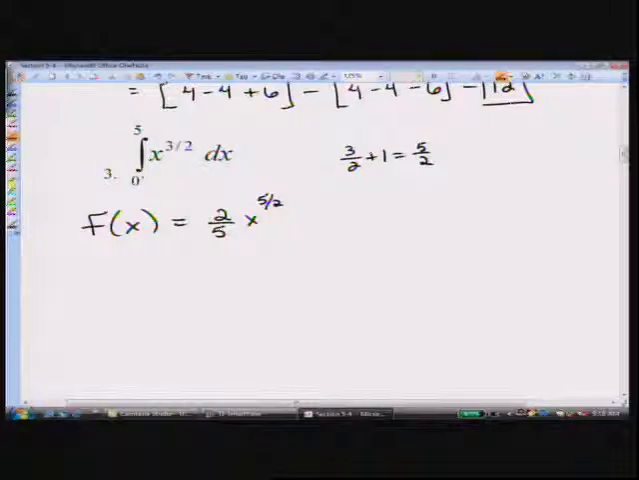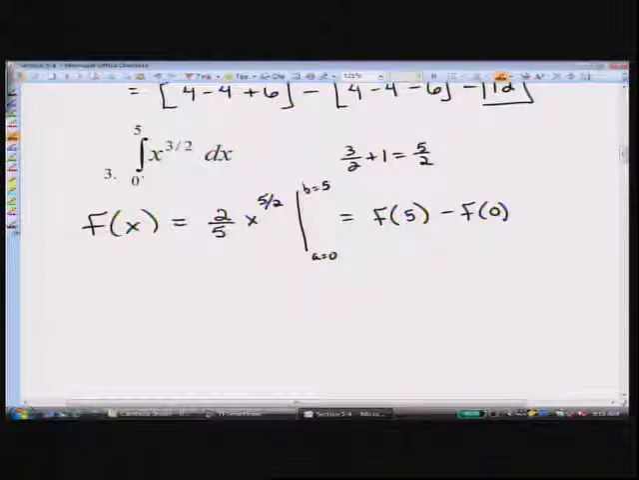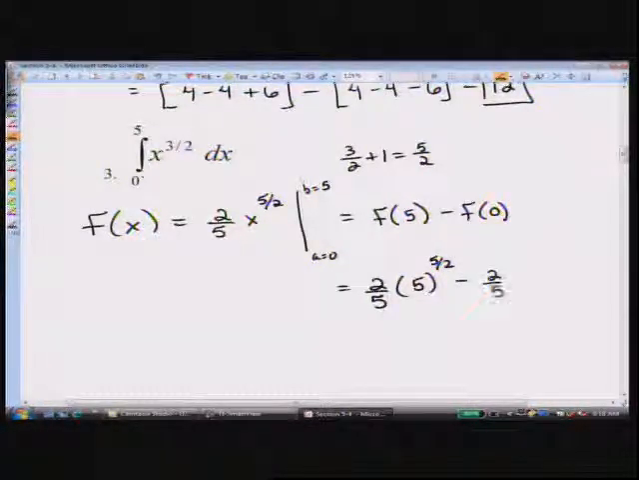And this is new notation here. Once you've done the antiderivative, you draw a little line, and you'll go from a equals 0 to b equals 5. A lot of times you'll see me do that, and sometimes you'll see me not even write the a and the b. Okay, and so what that means is that you're going to do f of b minus f of a, which means you're going to do 2/5 of 5 to the 5 halves minus 2/5 of 0 to the 5 halves.